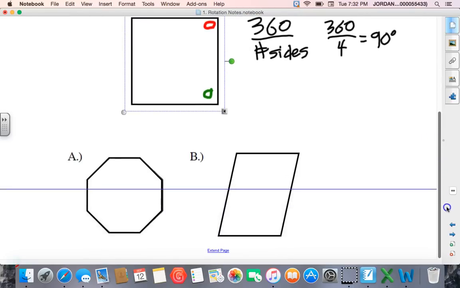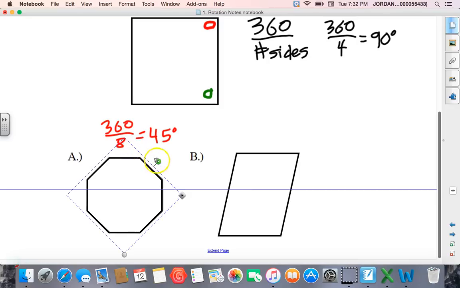Okay, so let's look down here at a couple of these. So right here, this is an octagon, right? Like a stop sign shape. It's got 8 sides. So for it, we would do 360 divided by 8, since we have 8 sides, and that's going to give you 45 degrees. So 45 degrees is how many degrees it would take to rotate an octagon in order to put it on itself. So just not even a quarter of a turn. That's just 45 degrees.